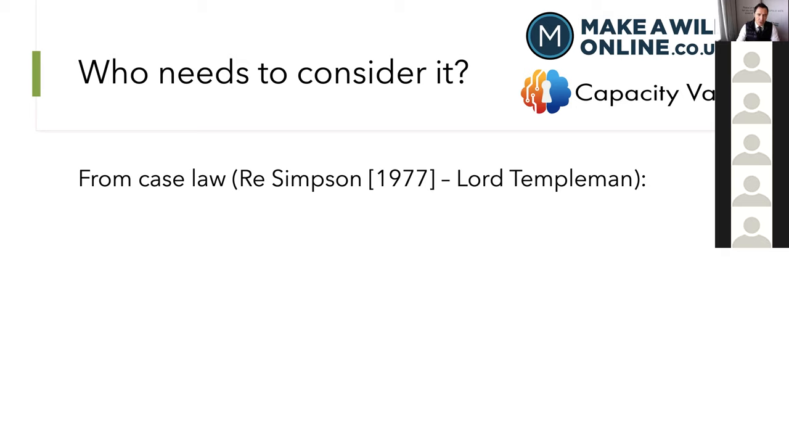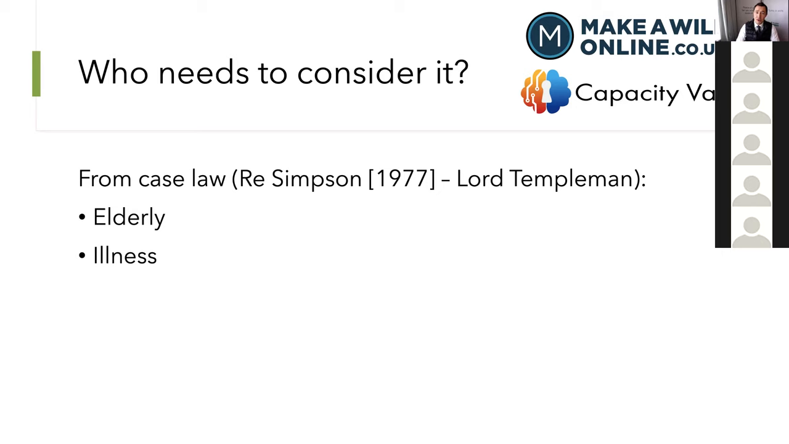Now, what Lord Templeman said was that anybody who is elderly or aged should be taking action to protect their will. And also, anybody who has suffered from a serious illness should take action to protect their will. That is a very wide net. What is elderly? I've spoken with some practitioners. They see that as people who are over 80. I've spoken with others, and they've seen that as anybody who is retired or approaching retirement age. And I think you never know. Again, what is illness? What is a serious illness?